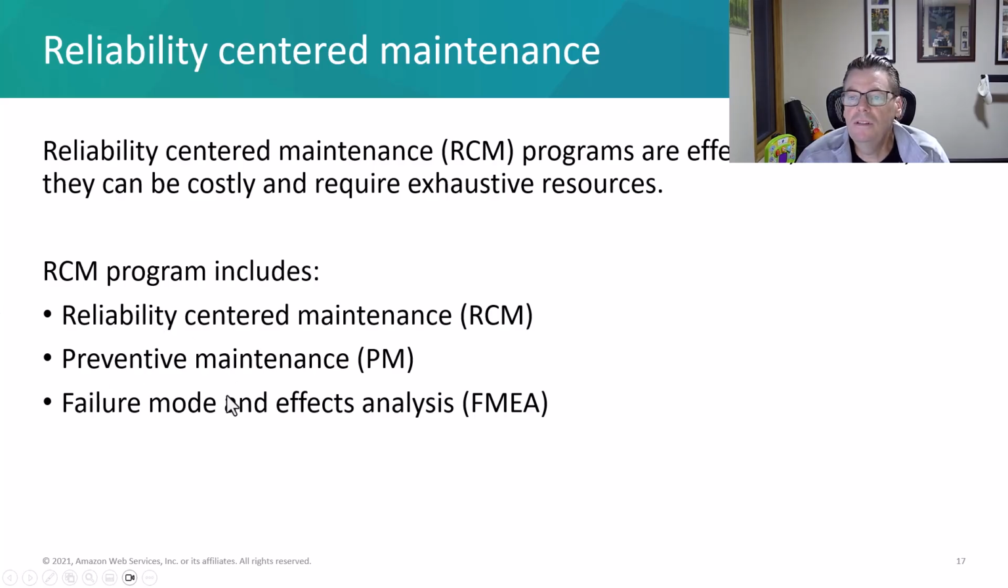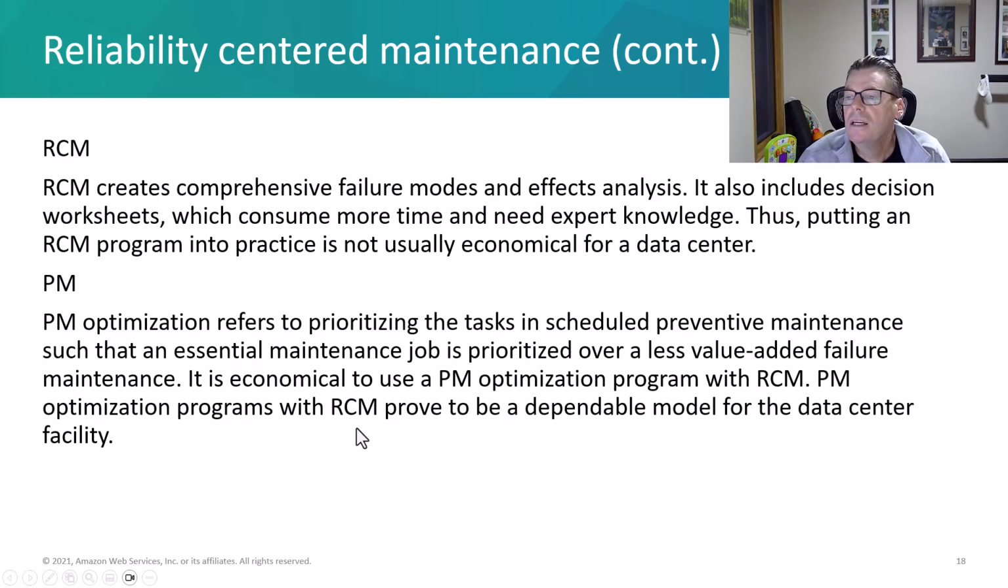Reliability-centered maintenance programs are going to be effective, but they can be costly. We're going to build these around reliability-centered maintenance, our preventative maintenance, and our failure mode and effects analysis, our FMEA. All right, so RCM is going to create failure mode and effects analysis, which is going to give us this decision tree type worksheet. It tells us that doing this is usually not economical for the data center because it's quite a lot of time, and a lot of expert knowledge is required.